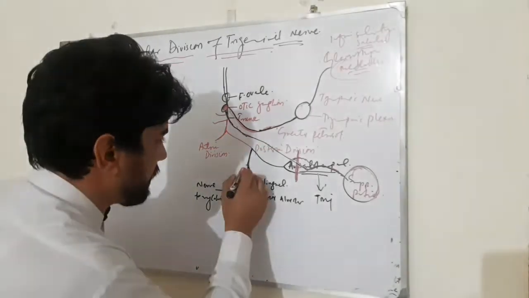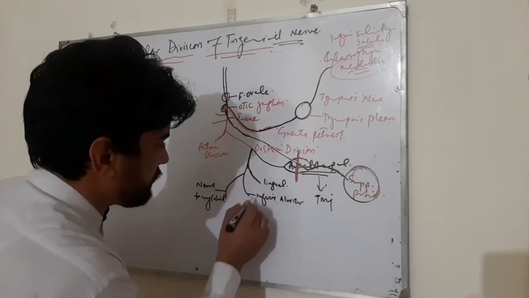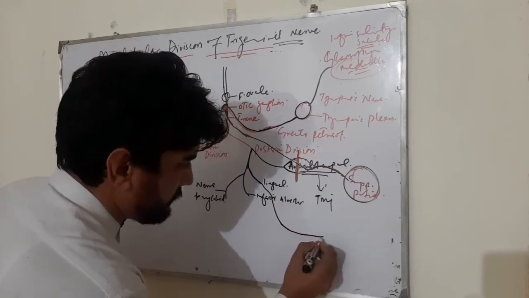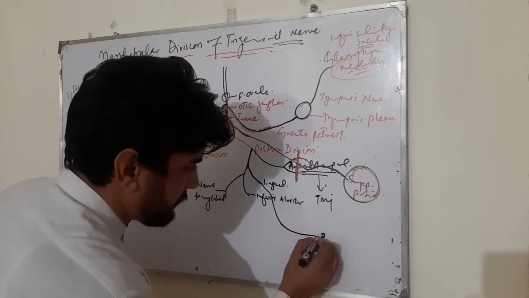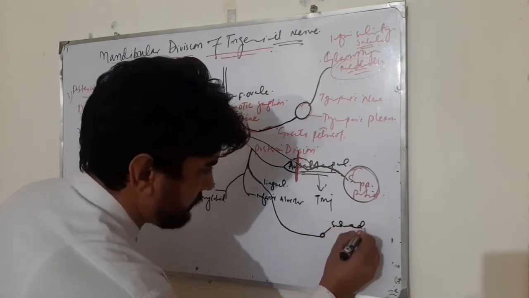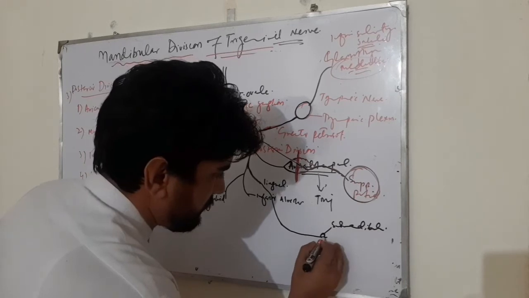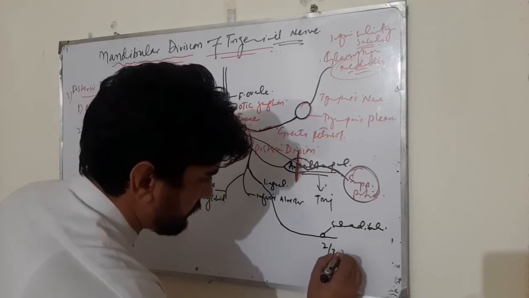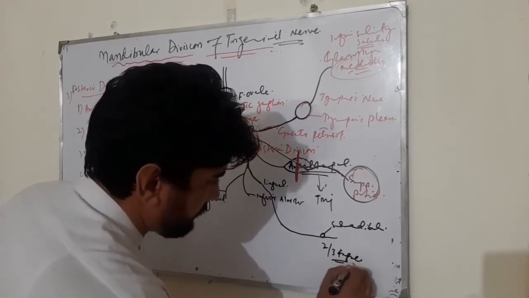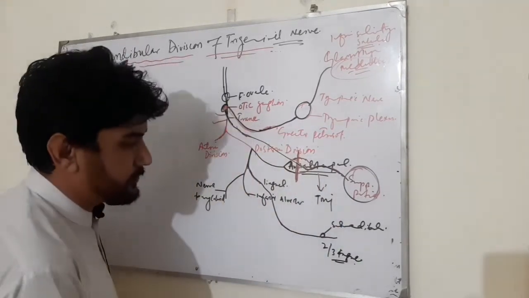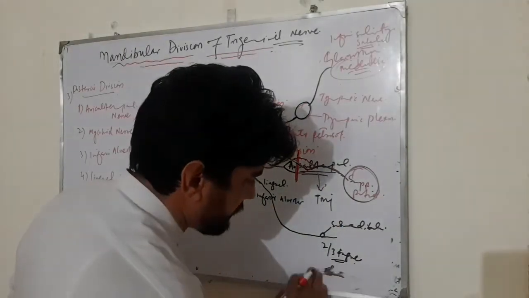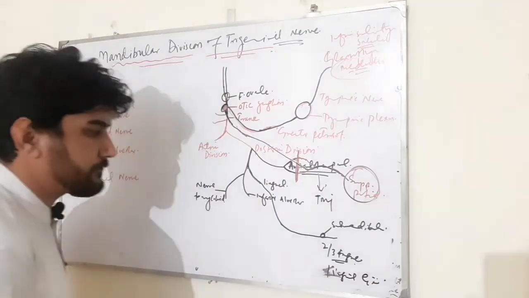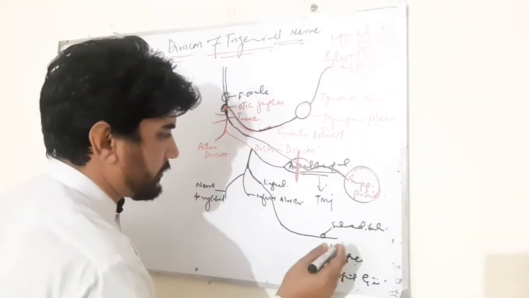The lingual nerve is anteromedial to the inferior alveolar nerve. It goes down, and there is a small ganglion, the submandibular ganglion. It supplies general sensation for the anterior two-thirds of the tongue, the floor of the mouth, the lingual gingiva of the teeth, and also the submandibular and sublingual glands.